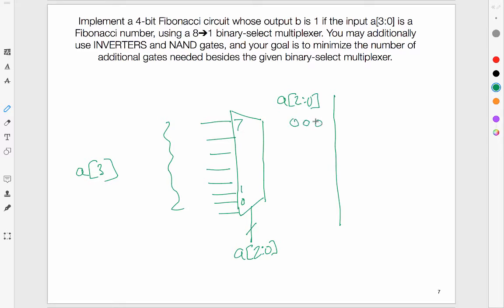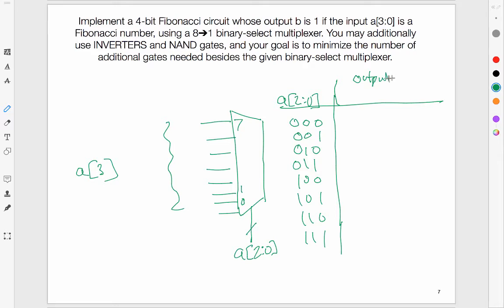So 000, 001, 010, 011, 100, 101, 110, 111. Okay. Except now I'm going to think of my output in terms of 2 cases, A3 being 1 or A3 being 0. Okay, because I want to make the input a function of A3. So A3 is like an input into this thing. So A3 is false and A3 is true, 2 cases.